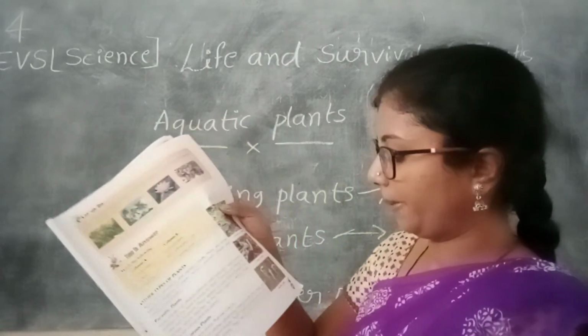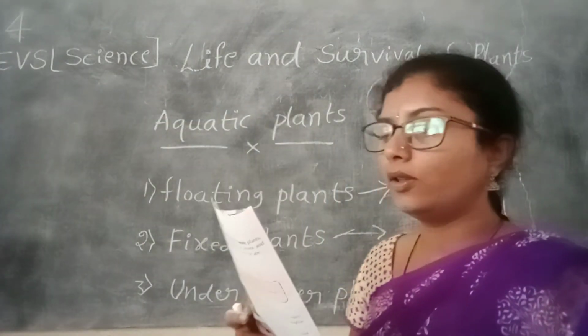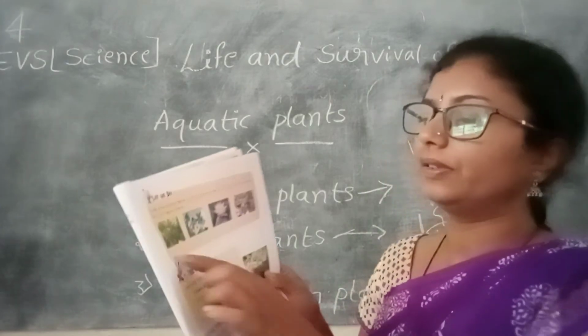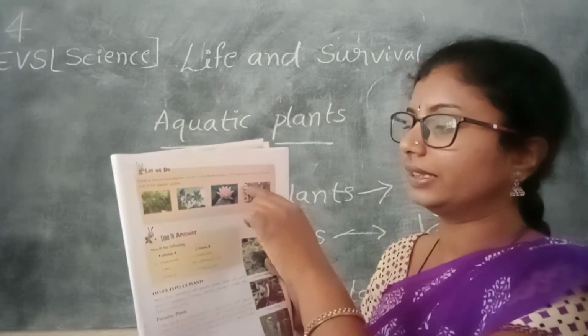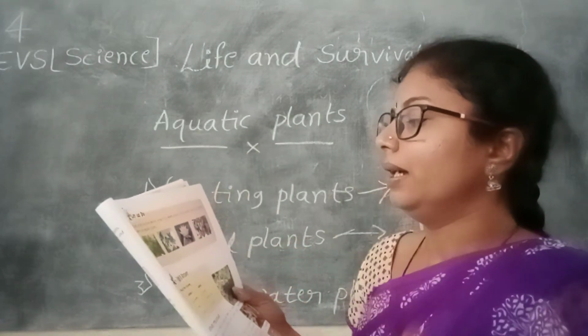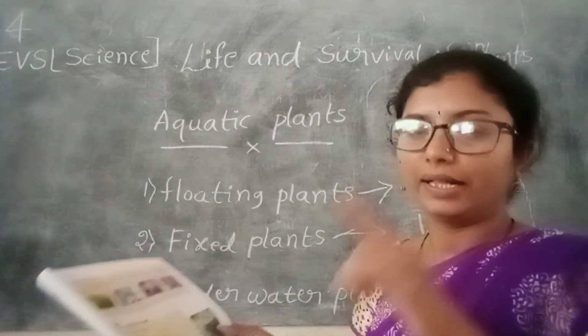Next, let us do the activity. Box, page number 105. Look at the picture below. Write D for the desert plants. If the picture shows a desert plant, write D below it. If it is a plain plant, write P. If it is an aquatic plant, write A.